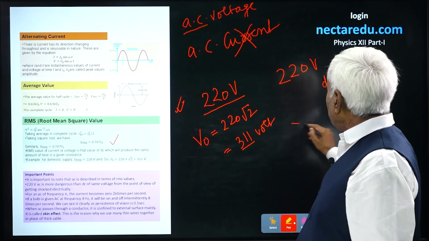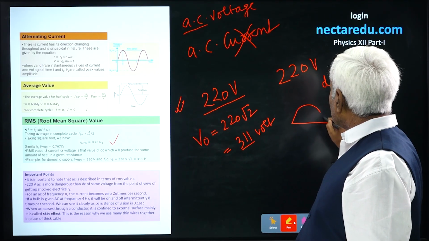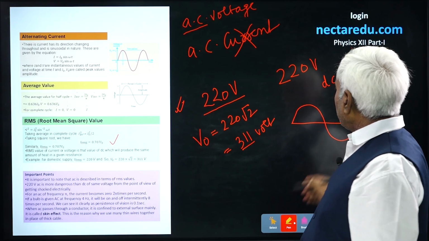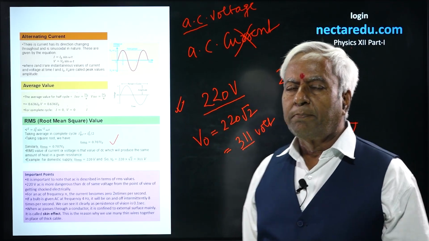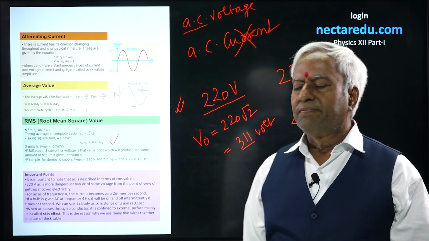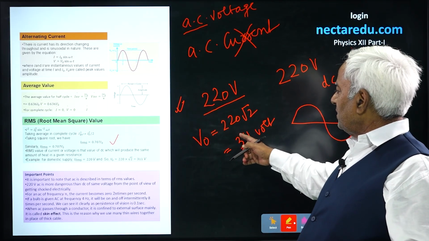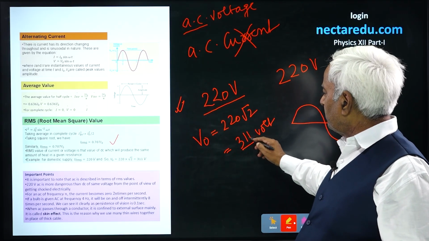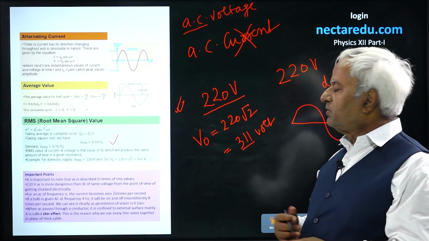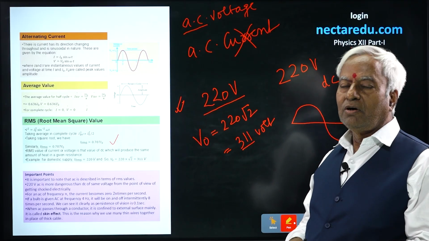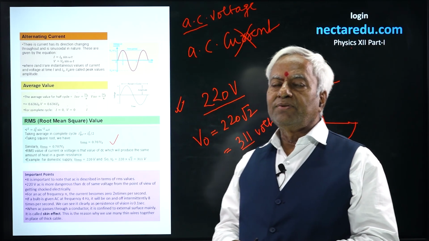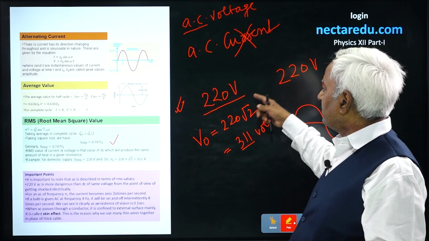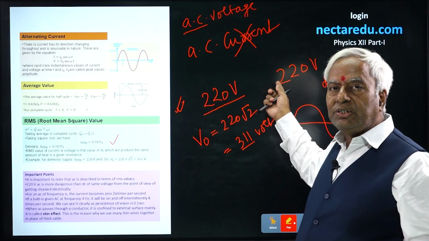So, if the human body gets shocked because of 220 volt DC, it is going to be the shock of pure 220 volt only. But if it is AC, he will be getting shock of this 311 volt. That means it's more dangerous. Obviously, when AC and DC both are compared, AC is going to be more dangerous than same voltage DC.